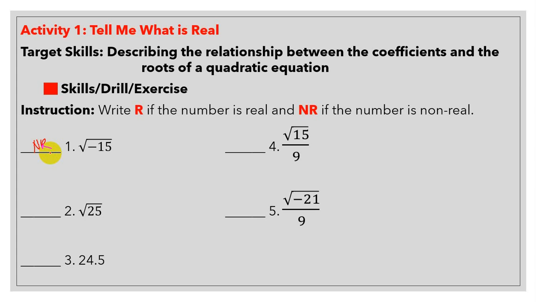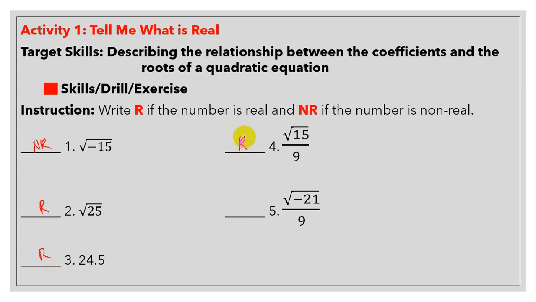Let's have number 2, square root of 25. If you simplify the square root of 25, it is positive or negative 5, and positive or negative 5 is a real number. Number 3, 24.5, and 24.5 is a decimal, and decimal numbers are real numbers as well. That's why this is also real. Then number 4, square root of 15 over 9. If you simplify this, you will get a decimal, or if this is already simplified, it is written in fractional form. So this is also a real number.